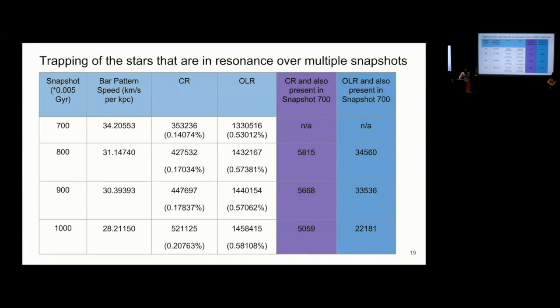Fine, interesting. Something maybe to compare with different models, because I know that Martin has a different number. It would be interesting to see, if you have different models of galaxies, what is the fraction of trapped stars at co-rotation?